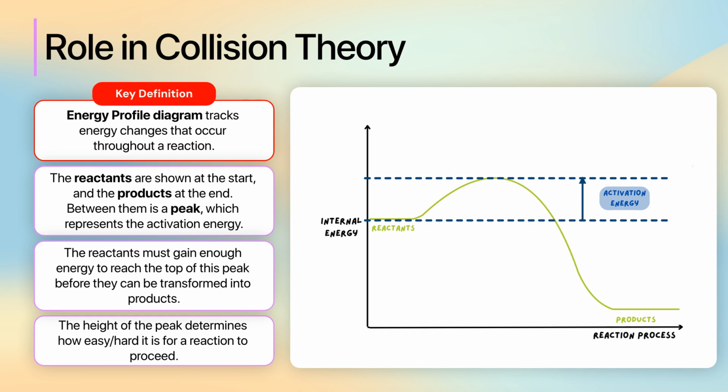When a reaction has a higher activation energy, fewer particles have the necessary energy to react, slowing down the rate of reaction. On the other hand, lower activation energy means more particles can easily overcome the barrier, speeding up the reaction.